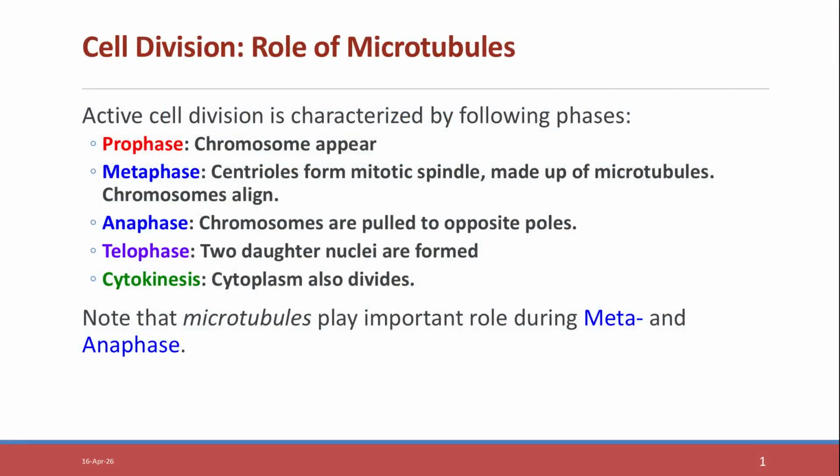Microtubules are essential for chromosome separation during mitosis. Disrupting them halts cell division.